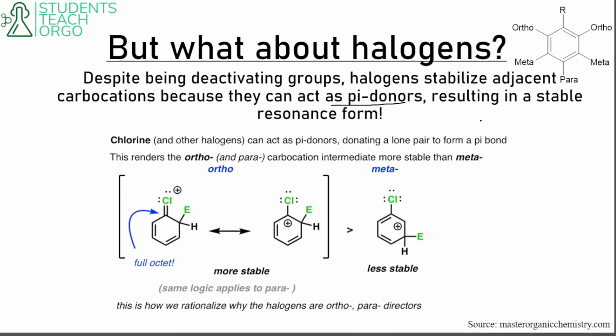So pretty much halogens do weakly stabilize, but they do still stabilize carbocations, and that's why they are deactivating groups that act as electron donating groups. Hopefully that makes sense.